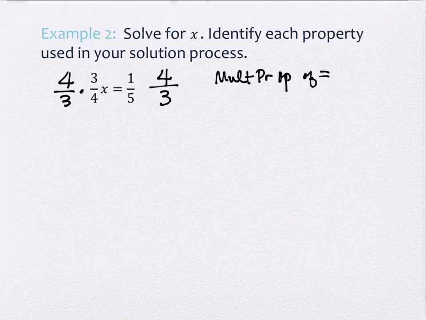Now when I multiply the 4/3 times the 3/4 right here, what number does that give me? It gives me 1. Now we don't usually write that out. We're going to right now because I want you to see all those properties that are actually coming into play. There's a 1 there. So what property is that? Well, that's the multiplicative inverse property.